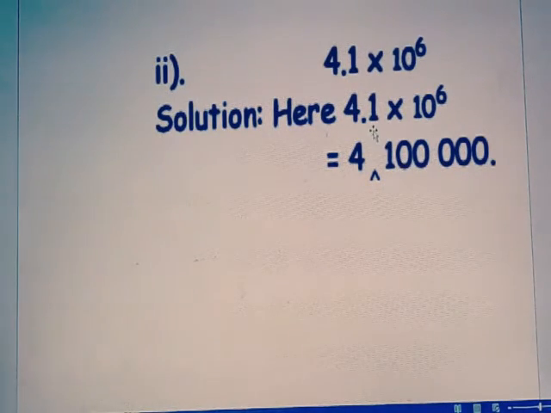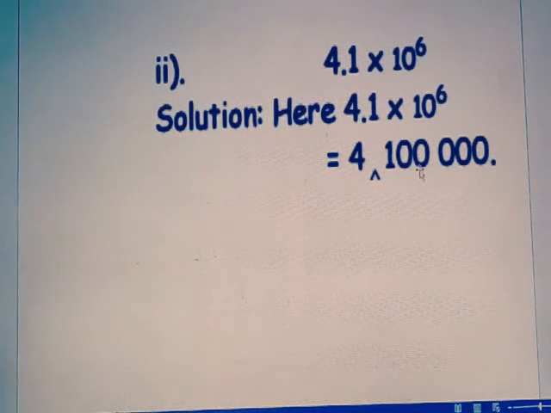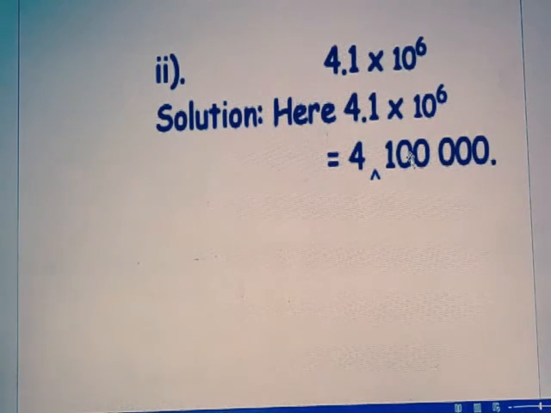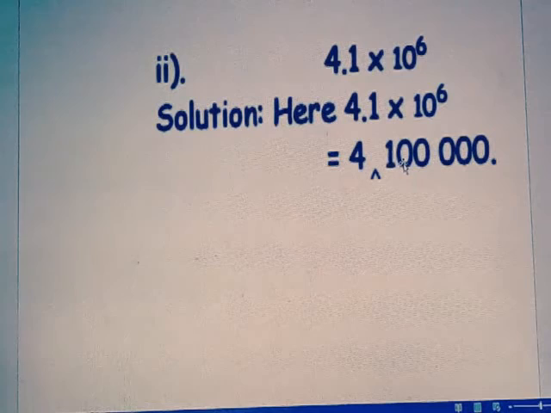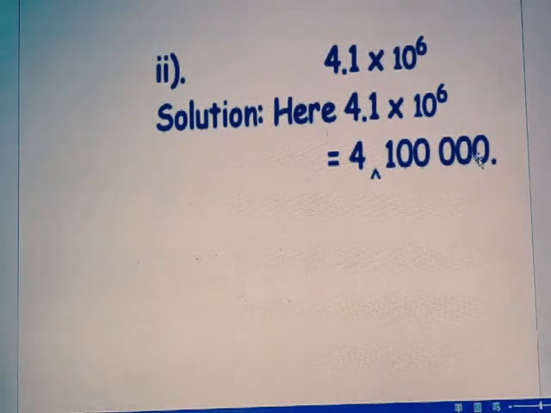So again, if the power of 10 is positive, we move the decimal point to the right. And if extra zeros are needed, we can place these zeros. So 4.1, this is the reference position. From here we move the point 6 places to the right: 1, 2, 3, 4, 5 and 6, and we put the point. So that is the standard form of 4.1 multiplied by 10 power 6.